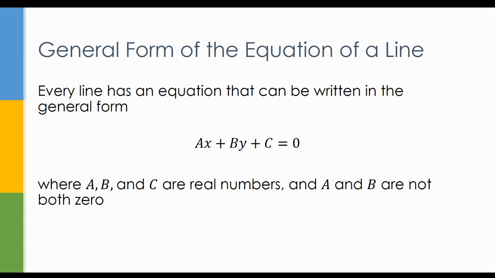A, B, and C are real numbers. A and B are not both 0. One of them could be, but not both of them. Okay, otherwise, you would then have C equals 0. And unless C really does equal 0, you'd have false statements there. So you need to have at least a term with an x or a y available.